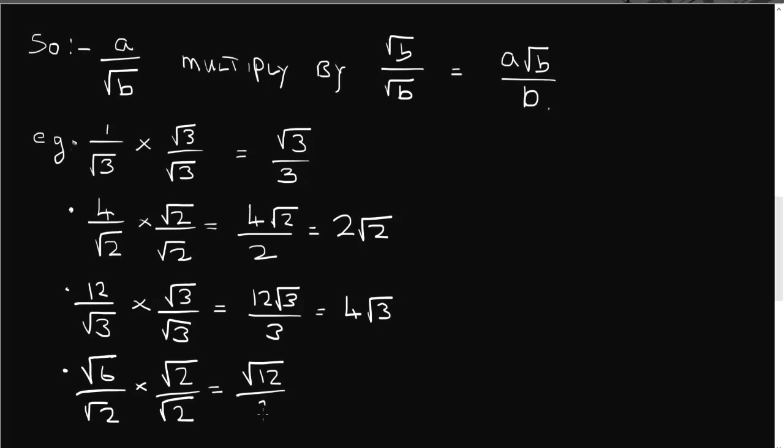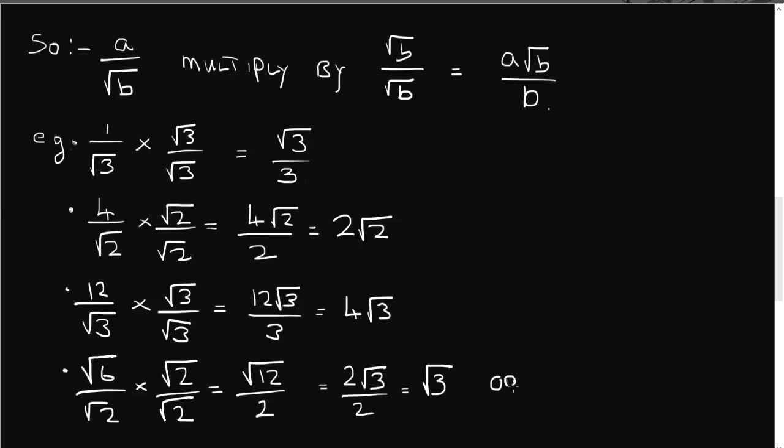Root 6 times root 2 is root 12. So it's root 12 over 2. Can simplify that. Root 12 is root 4 times 3, so that's 2 root 3 over 2, which gives us root 3. It's a much easier way than going all the way through that.